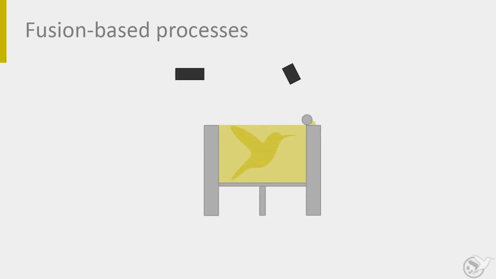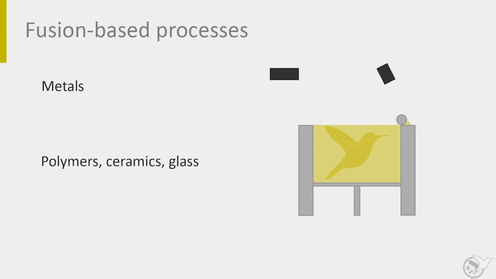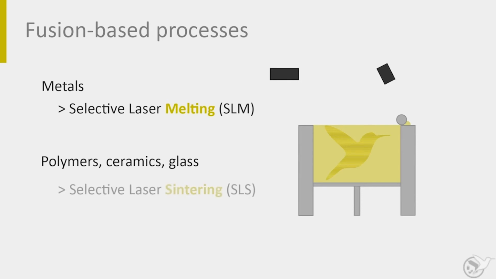A major advantage of this process is that it can be used with a wide variety of materials, such as metals, polymers, ceramics, and glass. For metals, the process is called selective laser melting, and for other materials, it is called selective laser sintering. The concept is the same for both. The only difference is that metals are melted by the laser, as the name suggests, while other materials are sintered, meaning they are heated to the point where they fuse together, but are not yet completely liquid.